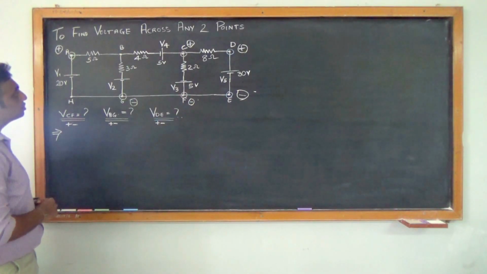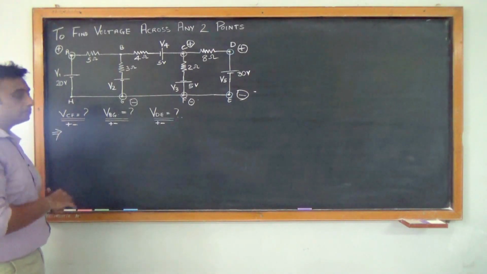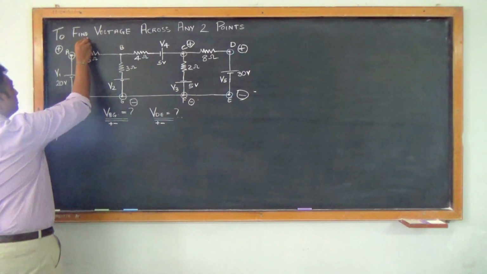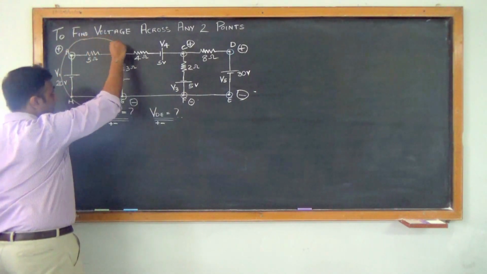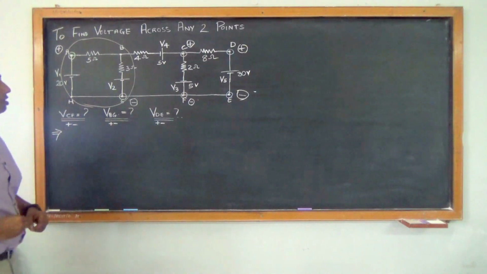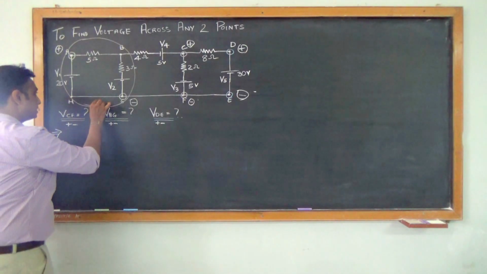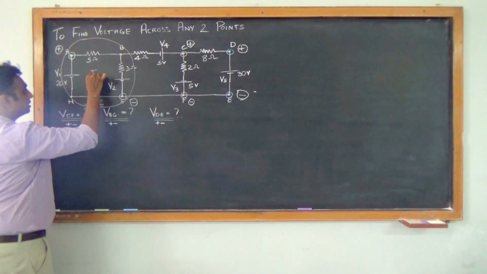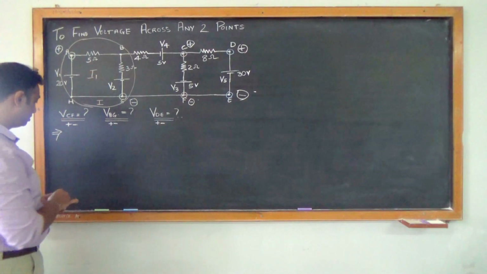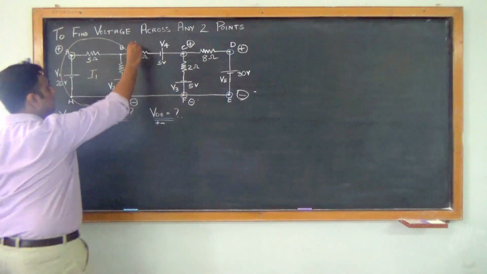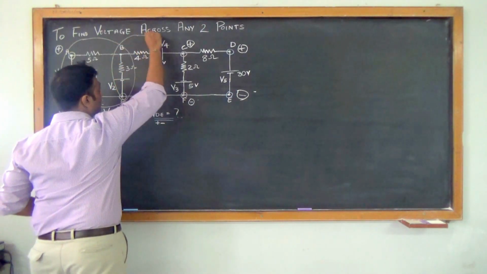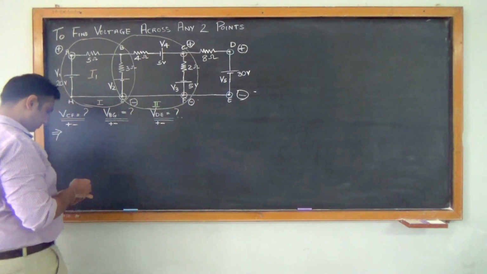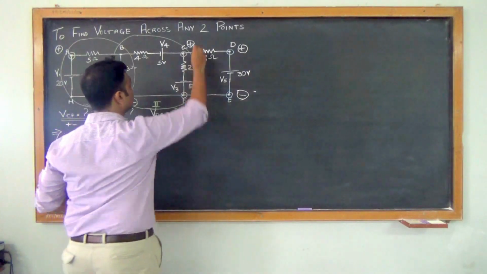So according to Maxwell's loop current method, the first step that we require is to basically highlight all the loops in the circuit. So I'll call this loop 1, which consists of current I1. I'll call this loop 2, and I'll call this loop 3.